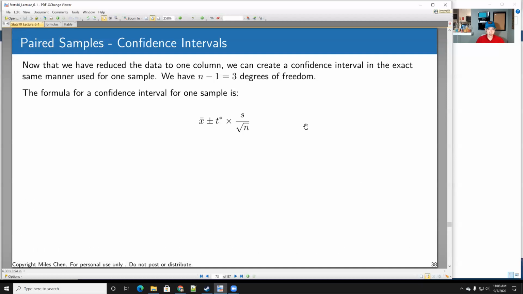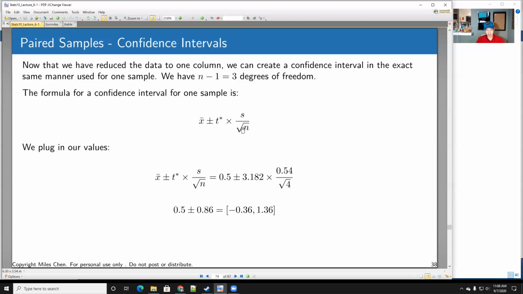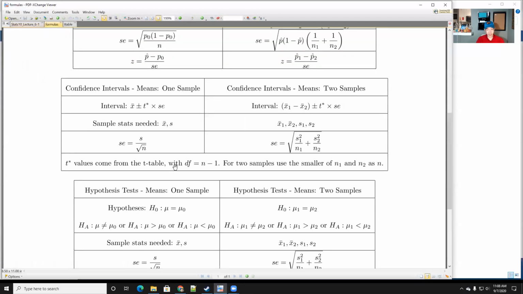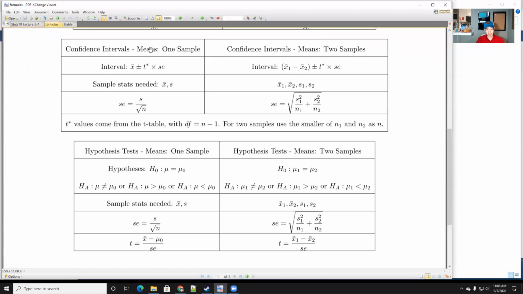When you do the confidence interval for one sample, it becomes this, and we're going to just plug in the values. On the formula sheet, I didn't create a separate confidence interval for paired samples. When it says 2 samples, this is for 2 independent samples. Confidence interval 2 samples is for 2 independent samples. Because when you have confidence intervals for paired samples, it reduces down to basically a confidence interval of 1 sample and a hypothesis test of 1 sample.